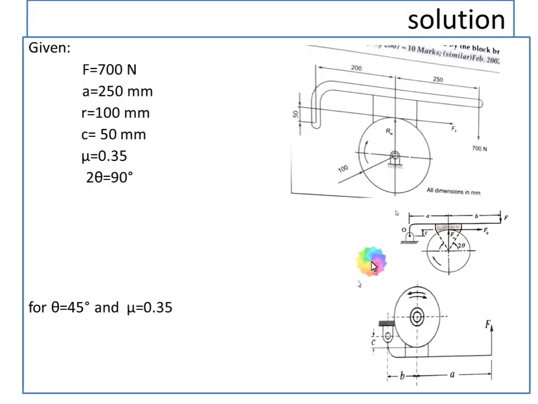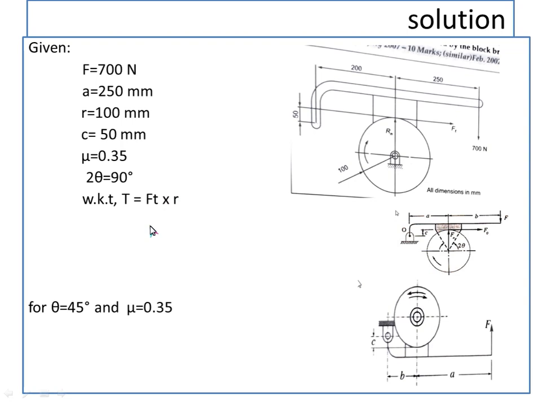First, write the givens. The force is 700 Newton, a is 250, r is 100, and c is 50 mm, where c represents the distance from the fulcrum to the force application region, as you can see here. The rotating direction is clockwise, and most importantly 2 theta is equal to 90 degrees. 2 theta represents the block angle, which is the contact angle.